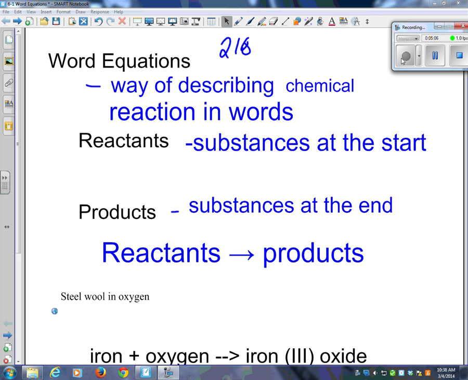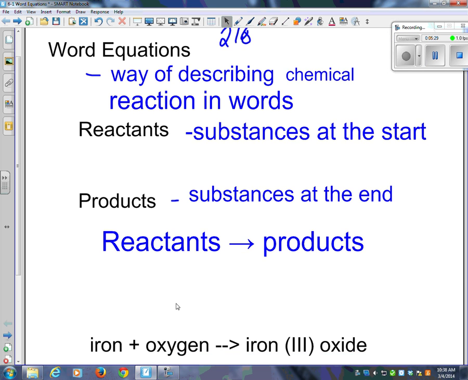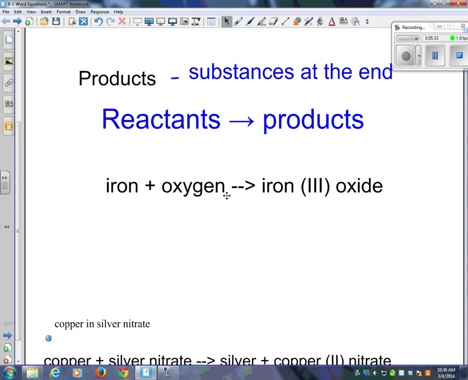Alrighty. So yeah, it takes a long time for a car to rust. However, when hot steel wool iron is plunged into a bottle of oxygen, a spectacular chemical reaction occurs. The reactants are iron and oxygen, and the product is iron(III) oxide. The word equation for this reaction is written as iron plus oxygen gives you iron(III) oxide. Okay? Iron plus oxygen gives iron(III) oxide. That is a word equation.